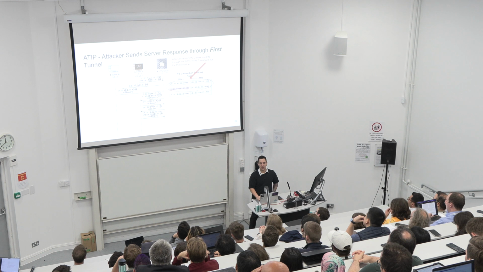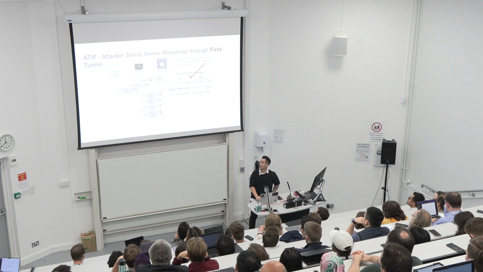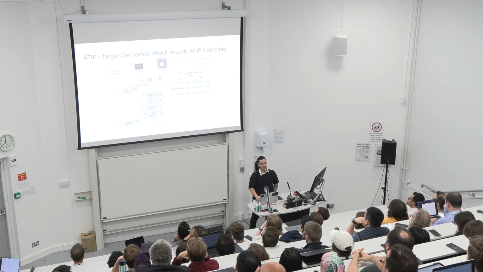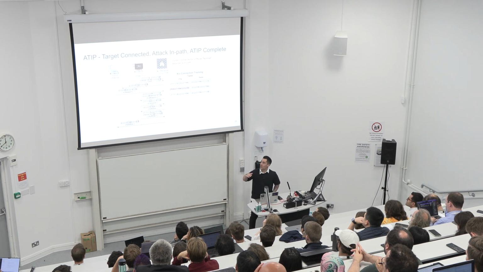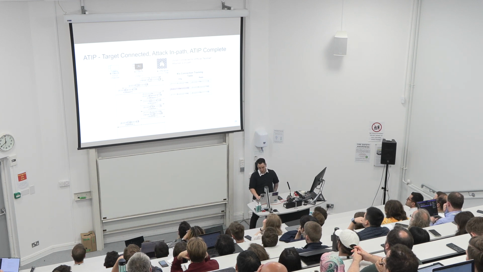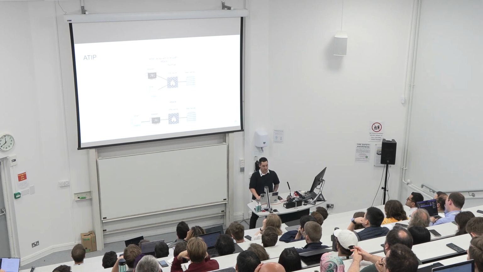The attacker is then going to take this response, this second VPN connection, and send it through its first tunnel. And then the VPN is going to forward it back to the attacker. So from the target's perspective, the connection is established as normal, but in reality, the attacker has escalated to an in-path position.